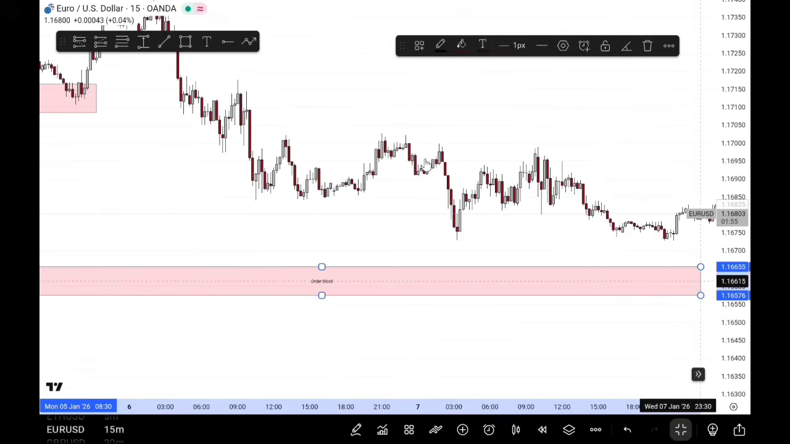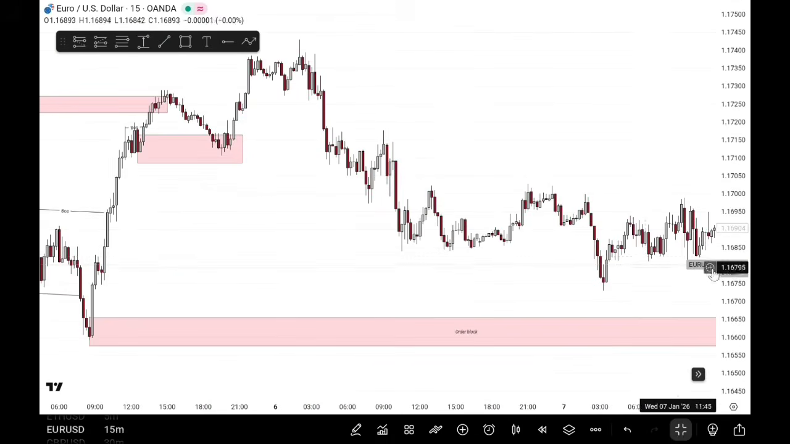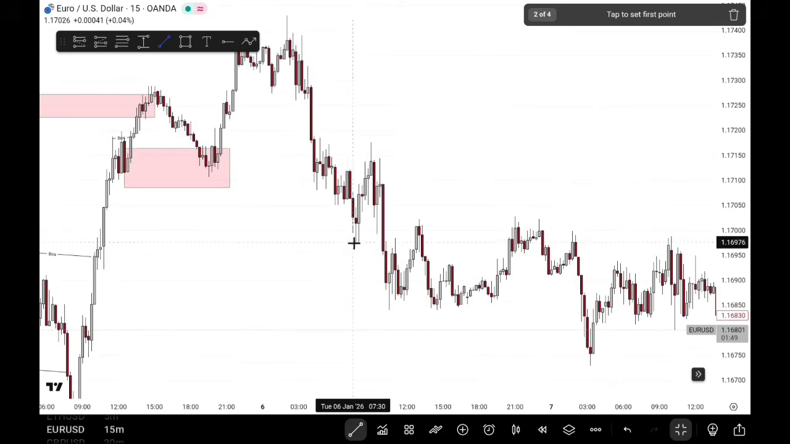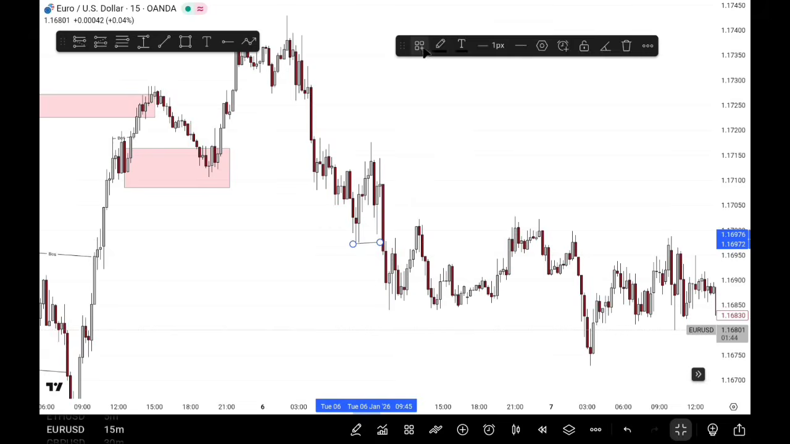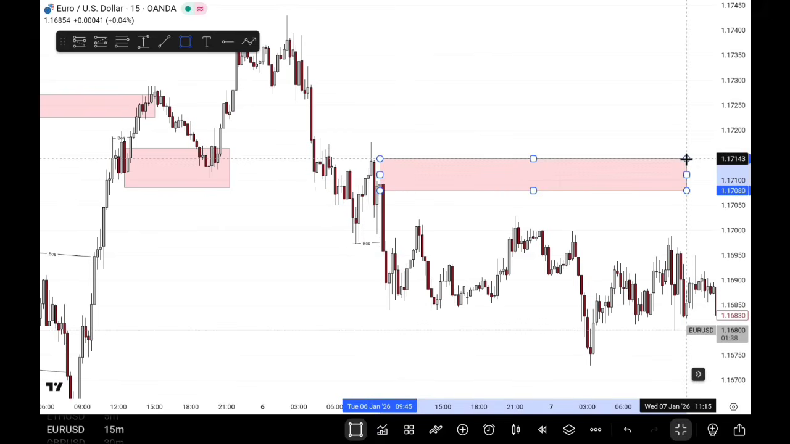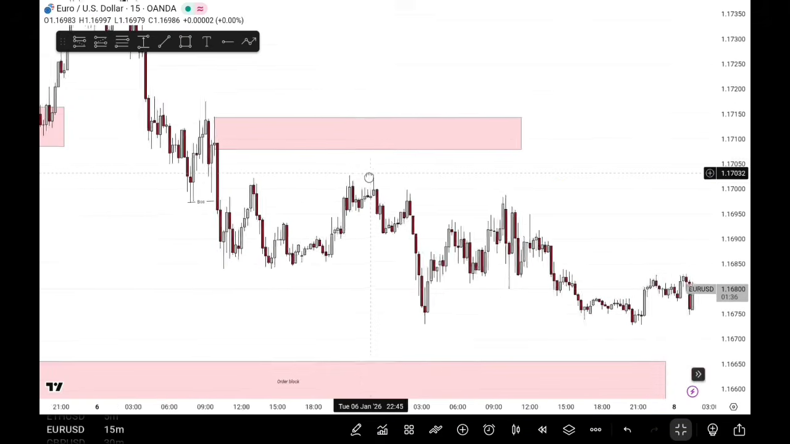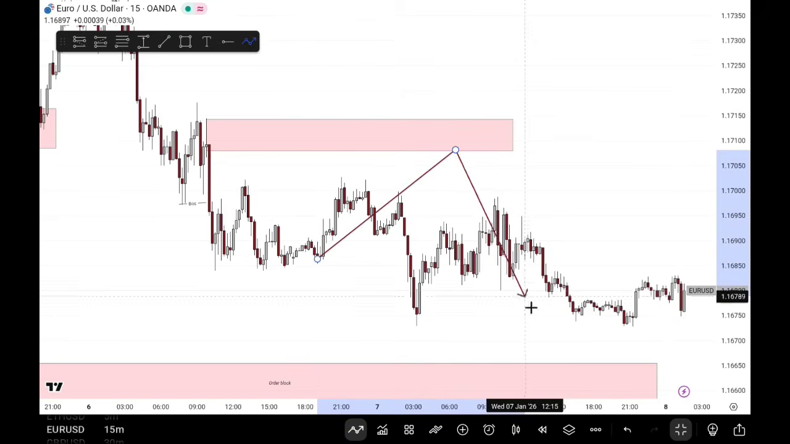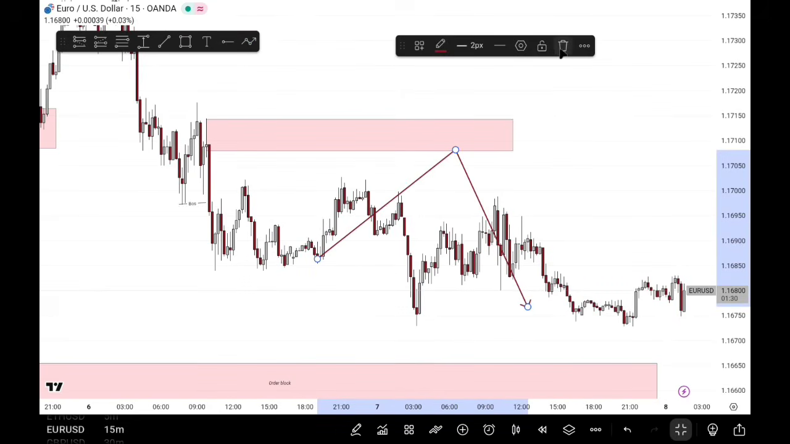Now, before I move on, let me also mark this internal break of structure at this point. We also have this other order block sitting here. So price returned back to that order block to take a sell to the downside.